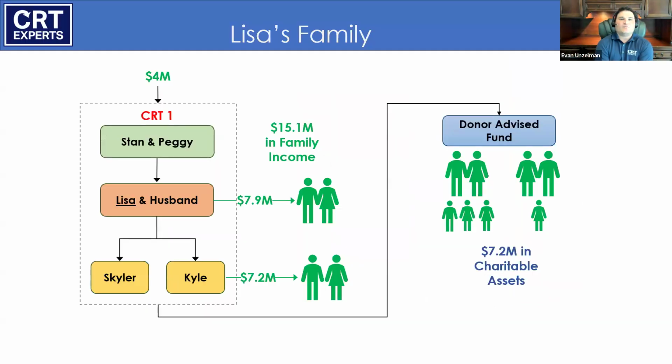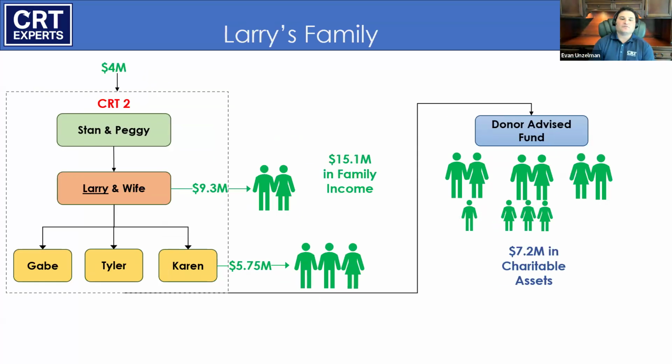So let's look at what we've done here. For Lisa's family, we have $4 million going in. Lisa and her husband took out about $7.9 million. Their children, Stan and Peggy's grandchildren, about $7.2 million. At the end of that term, the remaining assets, $7.2 million, go into a donor advised fund. At that point, Skylar and Kyle, the grandchildren, are probably going to be at the age where they would have children of their own. So the entire family, the grandchildren and great-grandchildren, can be the charitable advisors with respect to that DAF and give those charitable assets away.